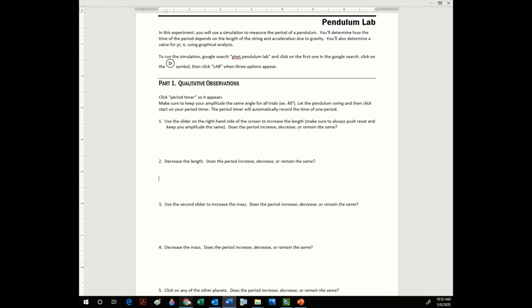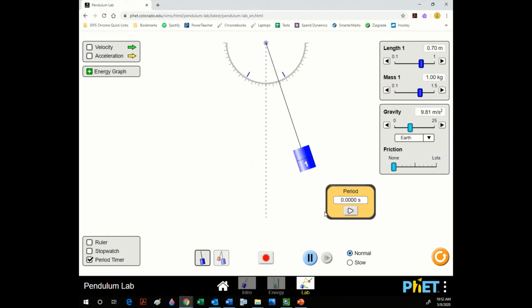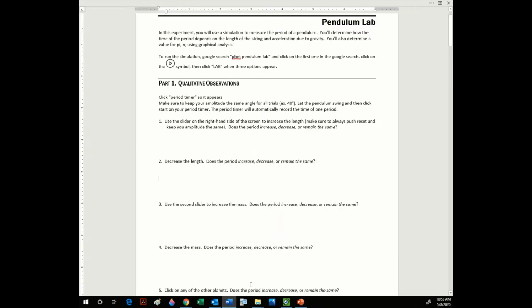So what you would do is, if you want to make it at 30 degrees, you can open up your period timer here and then do that. And then you're going to stop it with this arrow here. You're going to increase that length, and put it to the same amount. You're going to push your period timer there and just record in the lab: does it increase, decrease, or remain the same? So you can see that it increased in this situation.